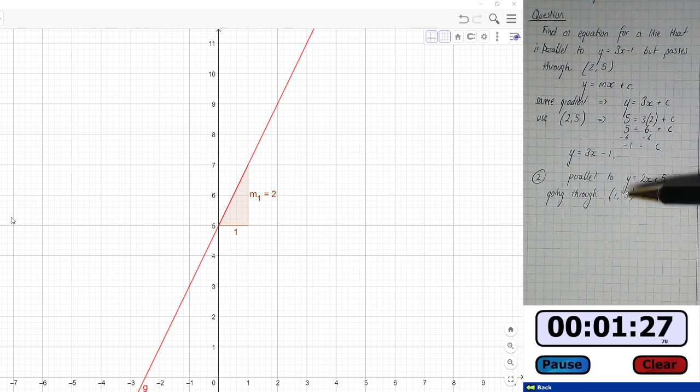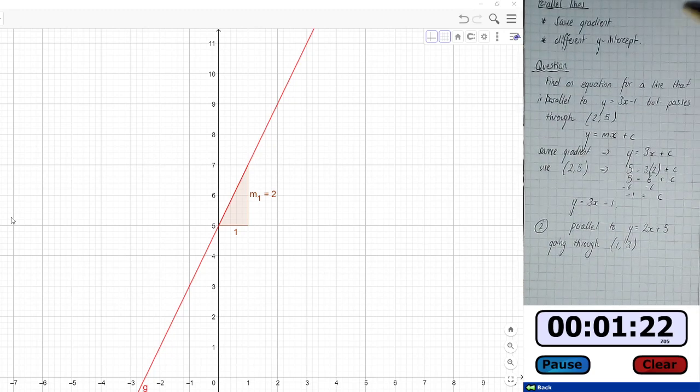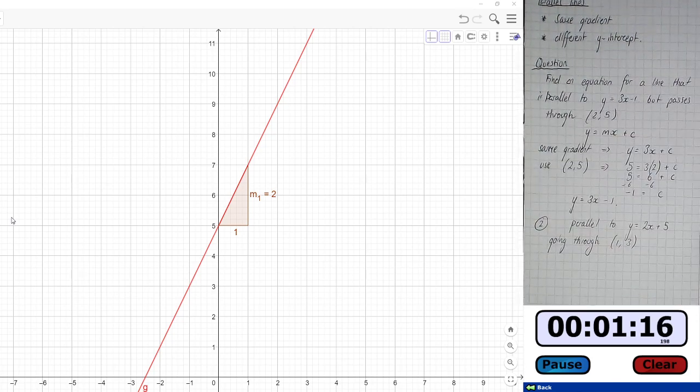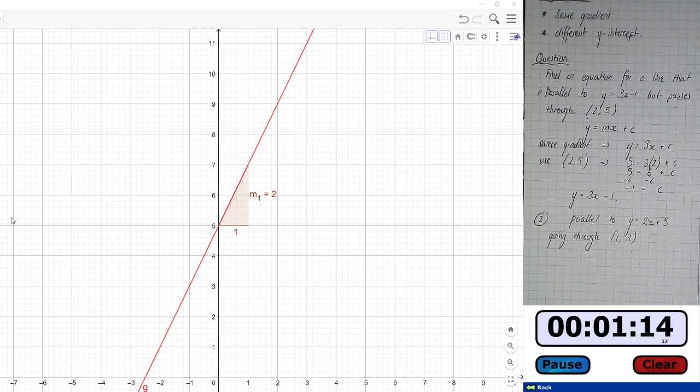So we look for the gradients, because we know that the gradients are going to be the same. And we're going to use the coordinate to find out what that extra number is. You've got just over a minute to see if you can put the two and two things together and come up with what that new equation is going to be.